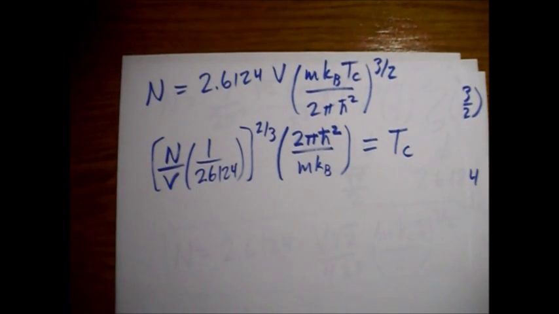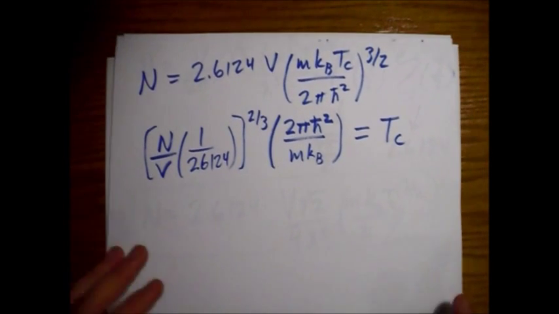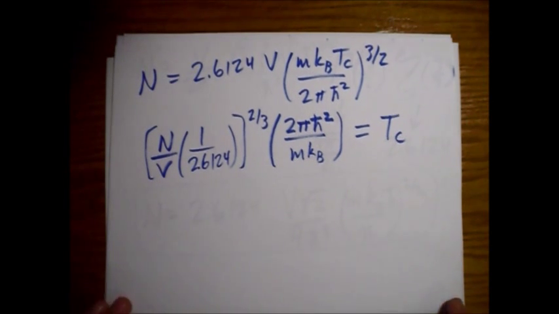And then for part D, it's just kind of a plug in the numbers and see what you get. And the number for that turns out, I believe, to be around 3.1 Kelvin. So a little bit different from the experimental value of 2.17 Kelvin, but fairly pretty close for a result like this.